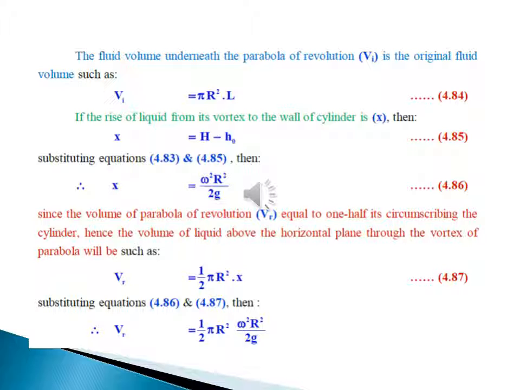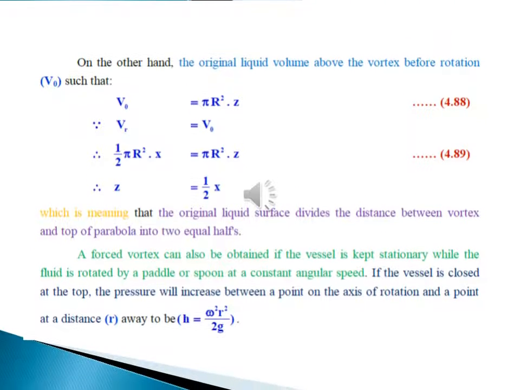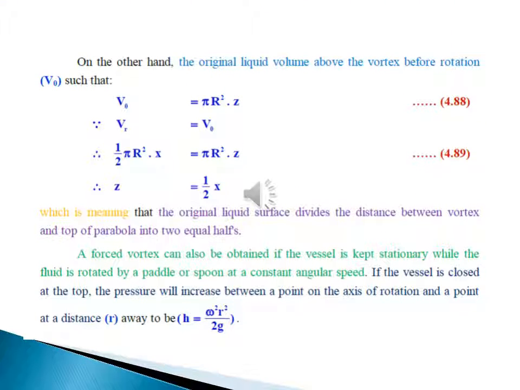Note that the fluid volume underneath the parabola of revolution is the original fluid volume. My dear, note that the original liquid level divides the distance between the vertex and the top of the parabola into two equal halves, as proved by the equation in front of you.